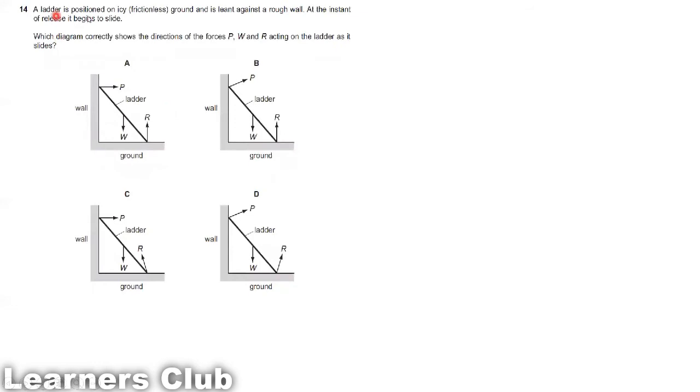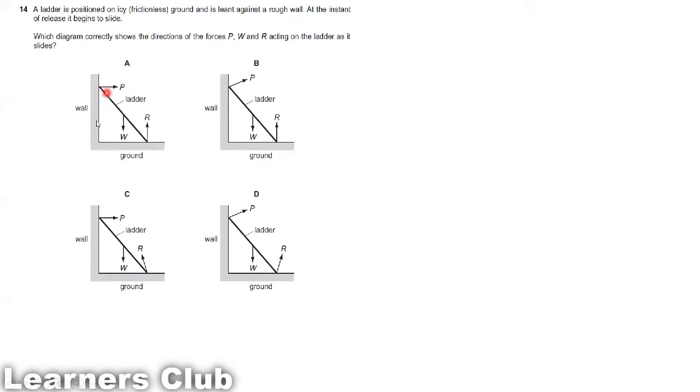Question 14. The ladder is positioned on icy ground and it is leaned against a rough wall. At the instant of release, it begins to slide. So there is a ladder. You can see in the option there is a ladder.